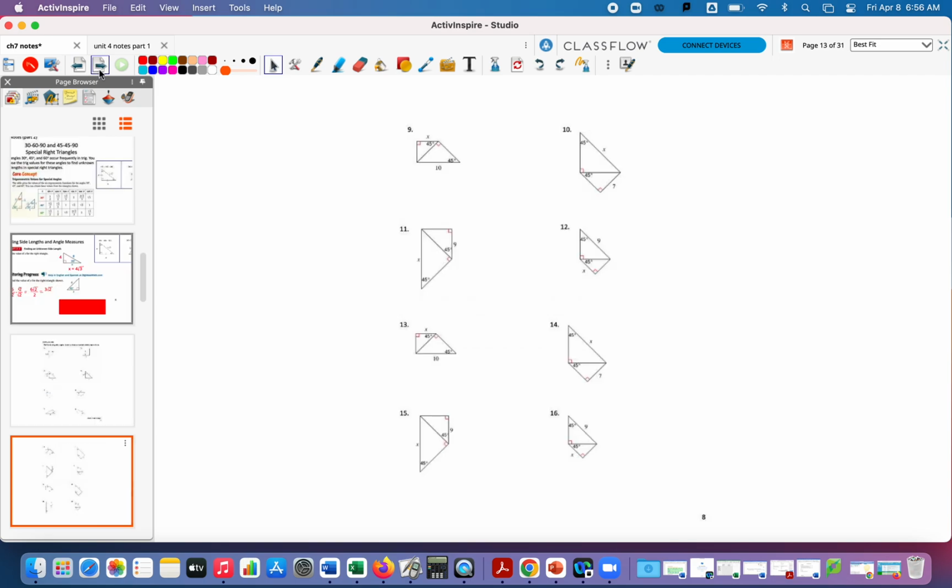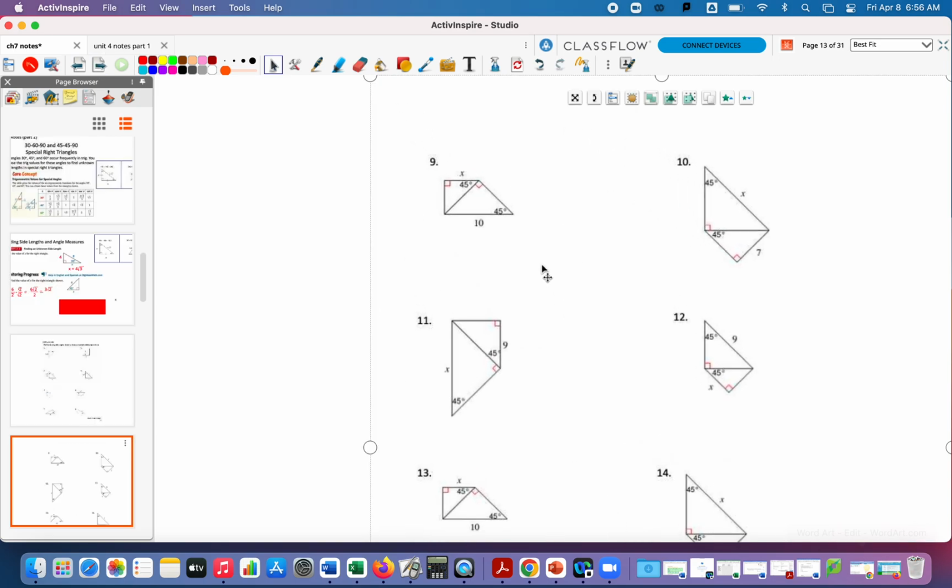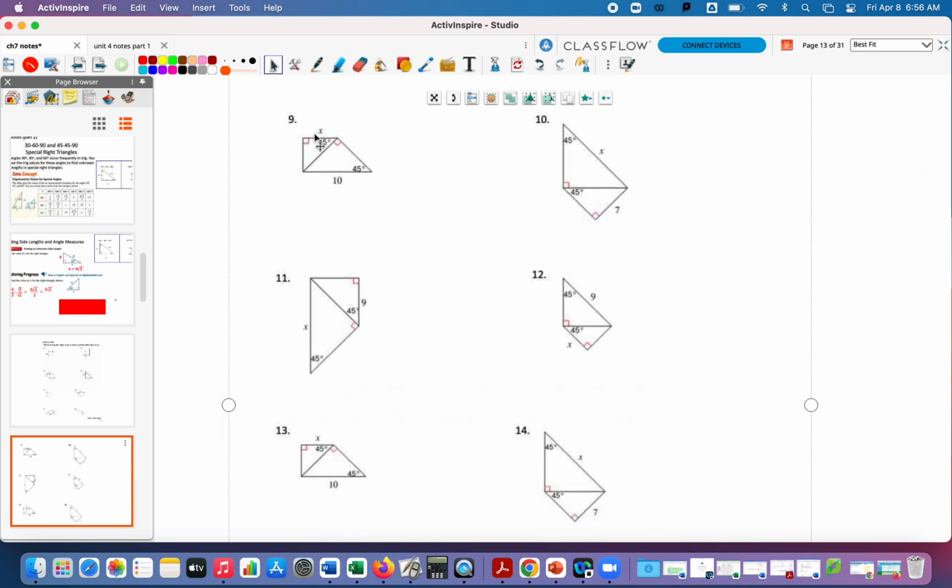You might also notice on the page after that, there are some problems that require you to use two triangles combined. Like maybe in order to find x, you got to find some stuff on this triangle, then use that to help you with this triangle. So try those out and bring questions to class.